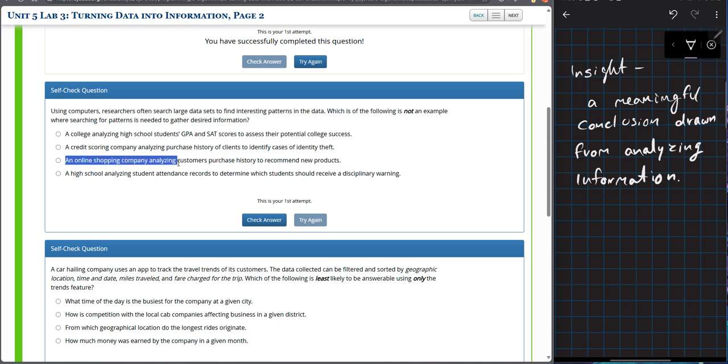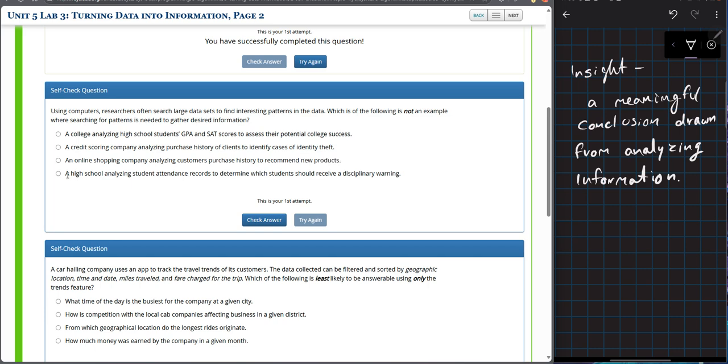An online shopping company analyzing customers' purchase history to recommend new products. Again, your purchase history for new products. Like if you're buying a lot of shoes, you get recommended more shoes. If you're buying a lot of makeup, you get recommended more makeup. So it's patterns to analyze to get desired information.